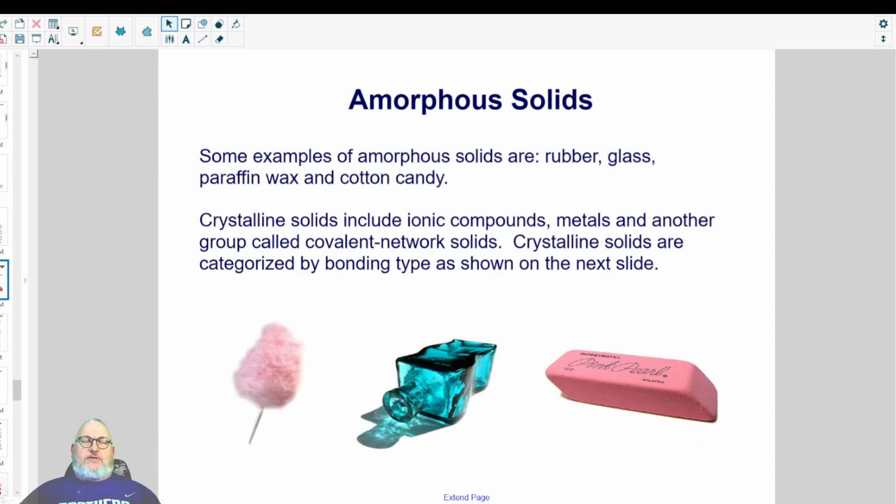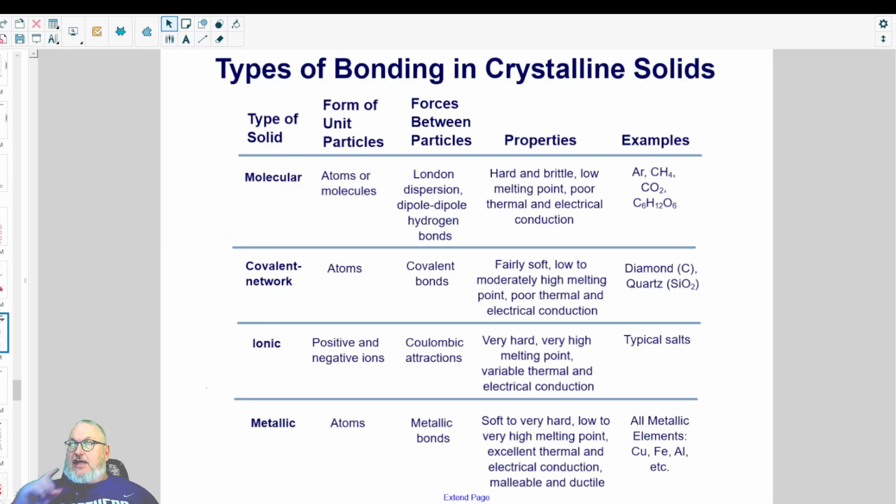Amorphous solids are sort of fun. Here are some examples. Rubber is very amorphous. There's no particular arrangement. Glass, paraffin wax, cotton candy. These are what we often call non-Newtonian liquids, non-Newtonian fluids. Crystalline compounds are ionic compounds, of course, and metals and covalent network solids, which we talked about in Unit 5. Crystalline solids are characterized by the bonding type, as we'll see in the next slide.